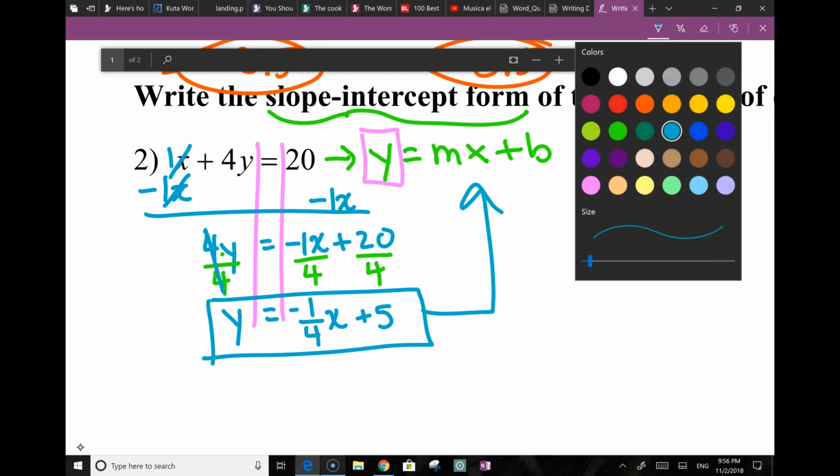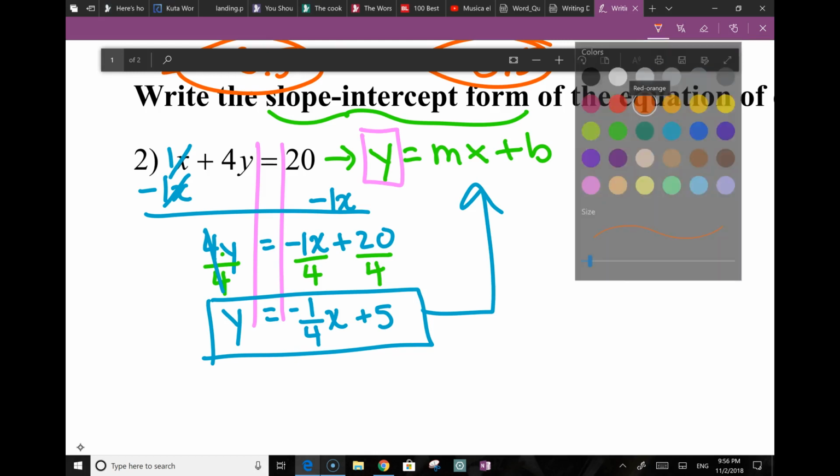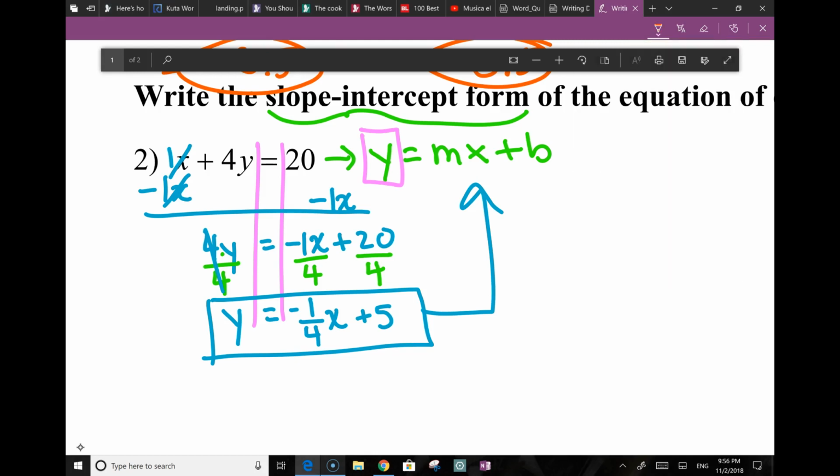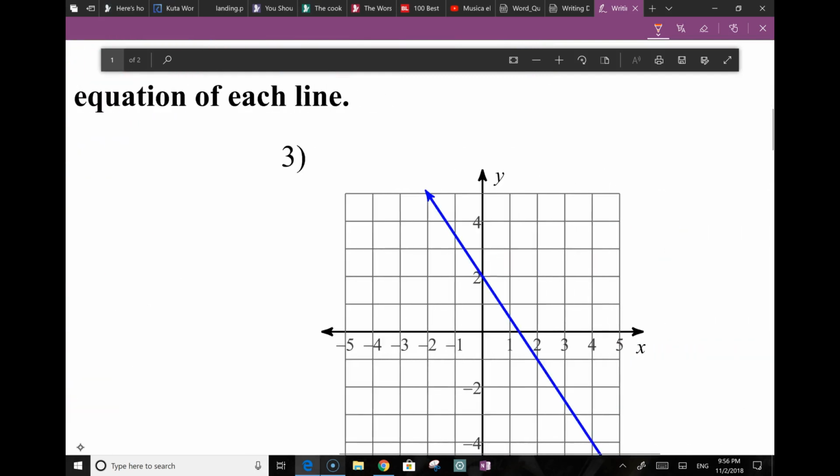And I'm going to take this a little step further to say that the slope here will be negative 1 over 4. That's our slope. And our y-intercept is positive 5. Okay, which once again you want to think of as 0, 5. All right, let's move on to number 3.